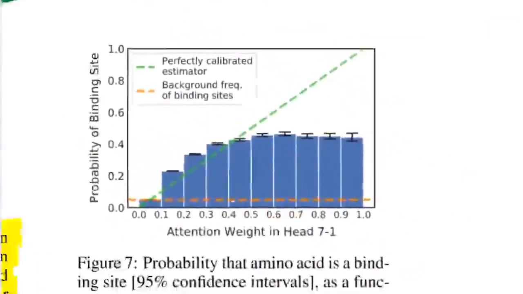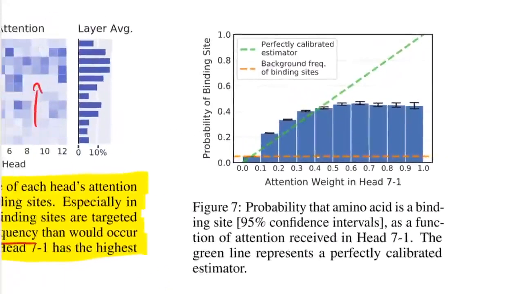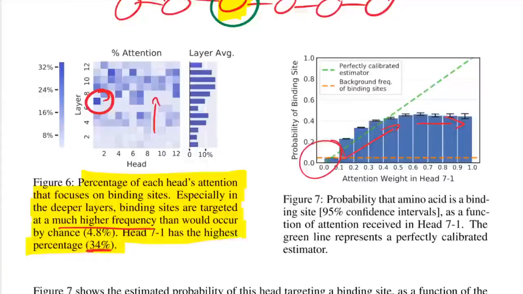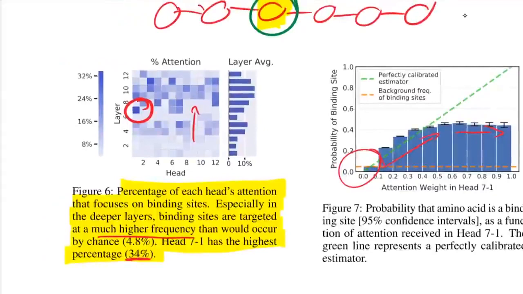Okay, if you look at the same calibration experiment, you can see that the picture is not as clear. There is the general trend at the beginning, but then it sort of flattens out. So you can sort of differentiate the very probably not a binding site from the somewhat probably a binding site, but it's not a perfectly calibrated classifier. And that might just be because there are many things specializing in different types of binding sites.